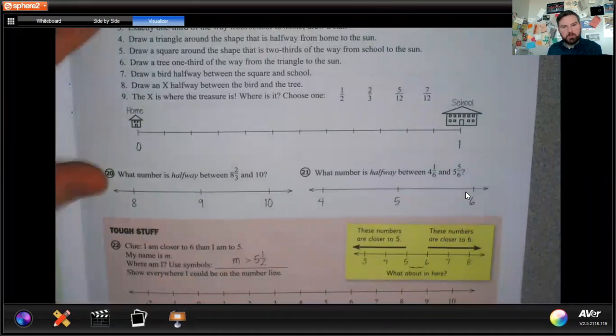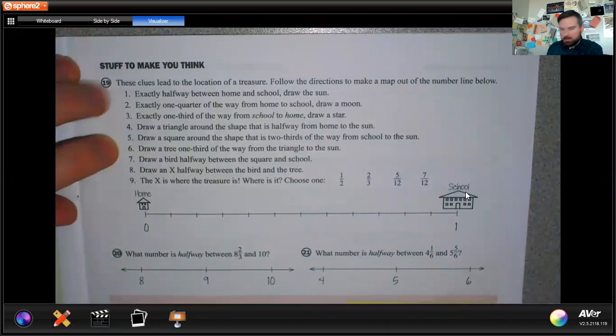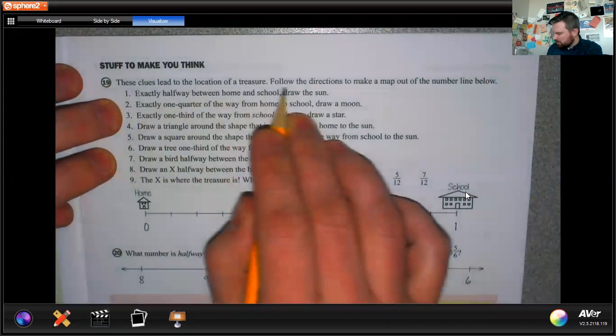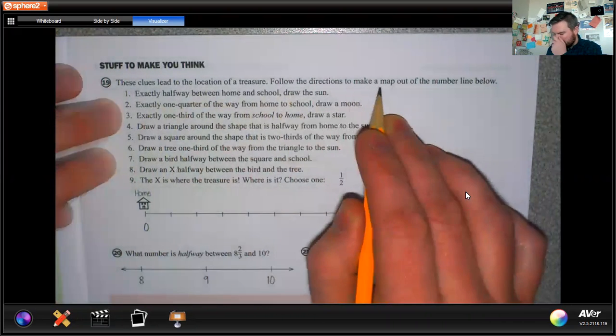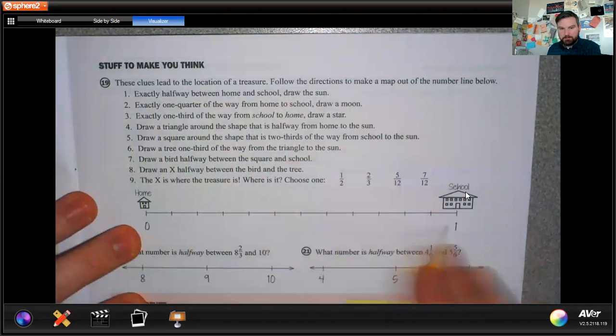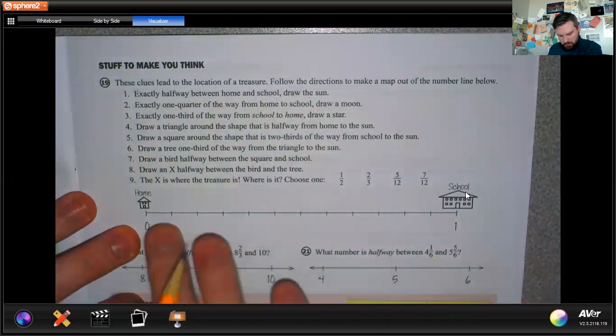We're on page 29 of our Unit 3 workbook. These clues lead to the location of a treasure. Follow the directions to make a map out of the number line below. Okay, so here's the number line. Now, if we look here, this number line is broken into 12 sections.